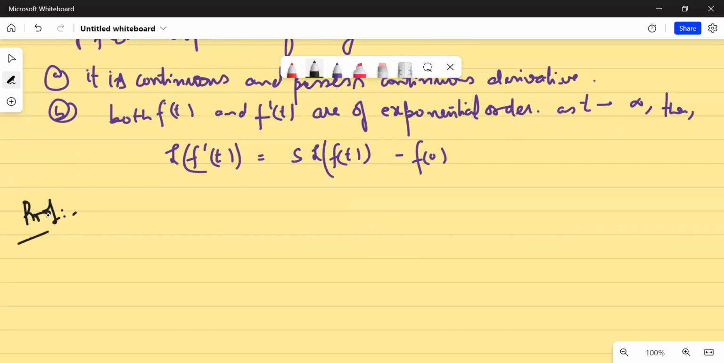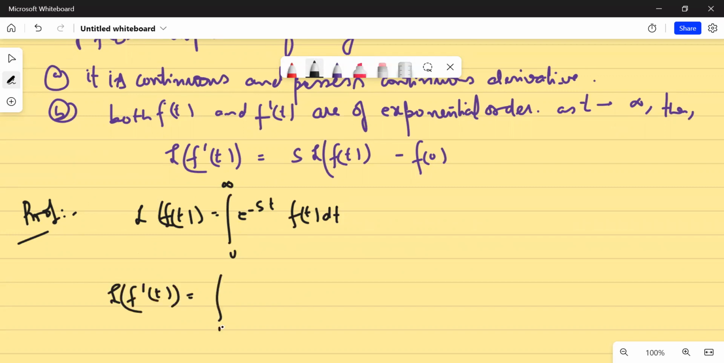Okay. So for example, let's start once. What would be the Laplace transform of f(t)? The Laplace transform of f(t) would be integration from 0 to infinity e to the power minus st f(t) dt. And what would be the Laplace transform of f dash t? It would be integration from 0 to infinity e to the power minus st, and then you have this f dash t dt.